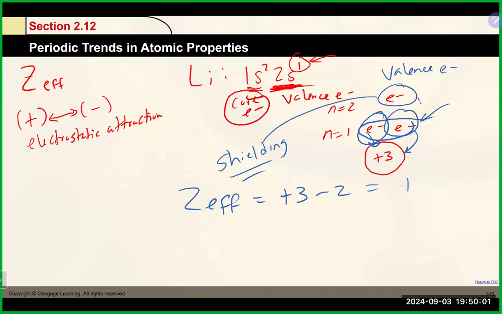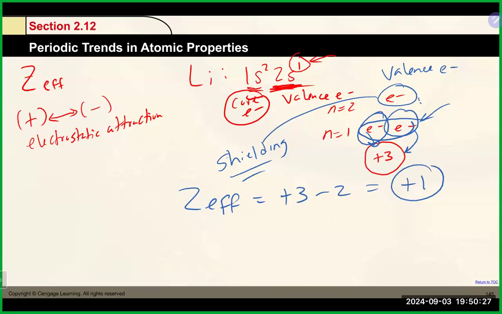And now that valence electron, instead of feeling a +3 attraction, is actually only feeling a +1 attraction to the nucleus as a result of the shielding happening in this particular case. Electrons are shielded by electrons in lower energy levels. Electrons in the same energy level don't shield each other, but ones in lower energy levels will shield ones further out.